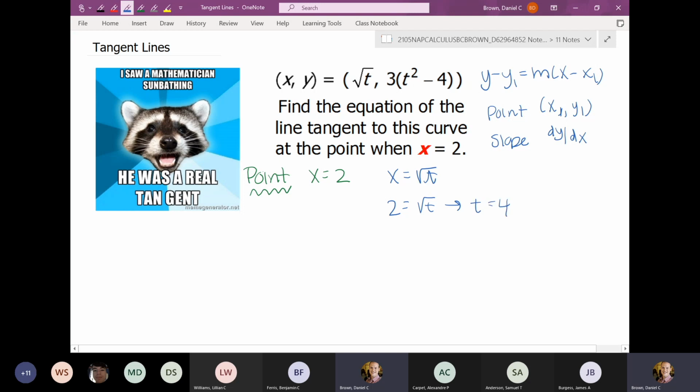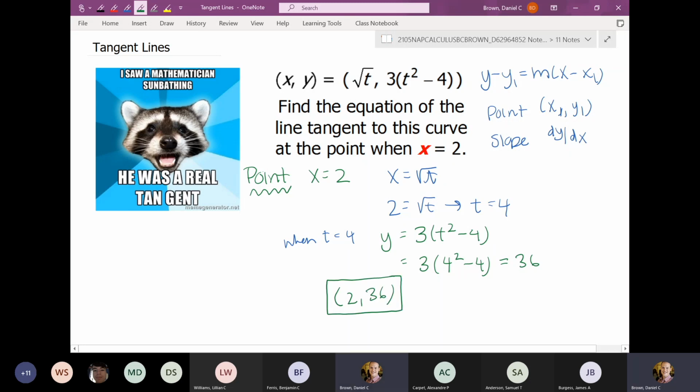Again, you can think of the parameter as time. So when t is equal to 4, we can use that to find the y. The y equation is 3t squared minus 4. Plugging it in, 3 times 16 minus 4, 3 times 12 is 36. So what is the point? The point we have would be (2, 36). So we have the point.